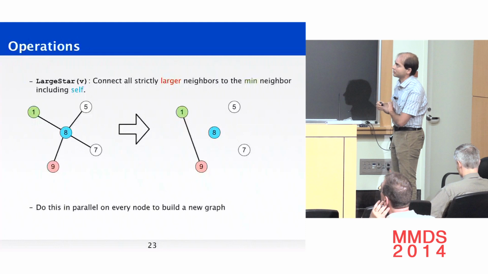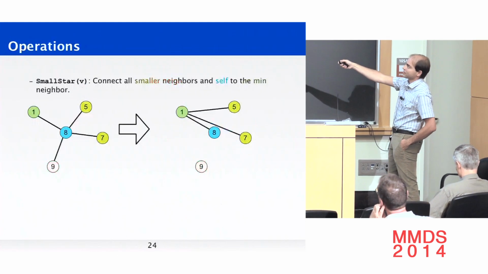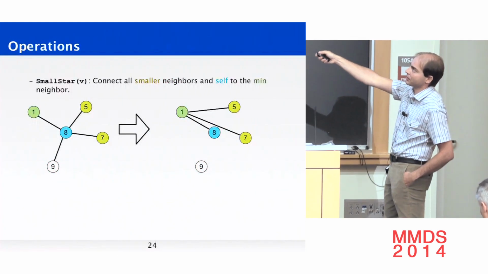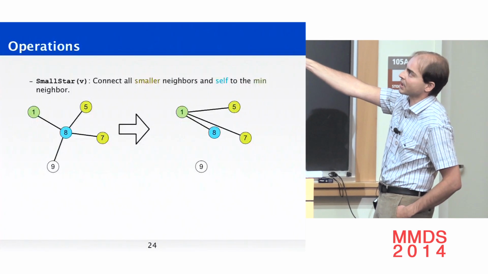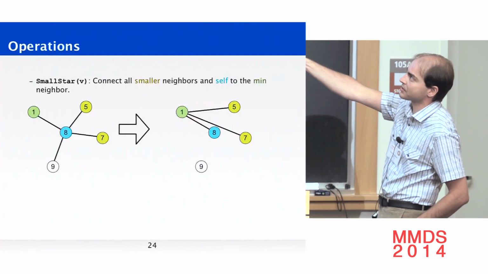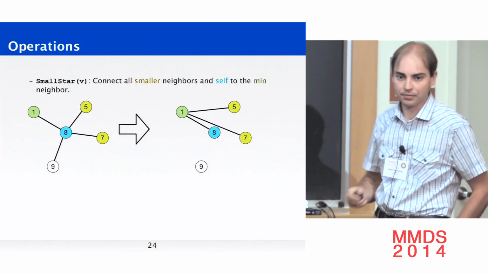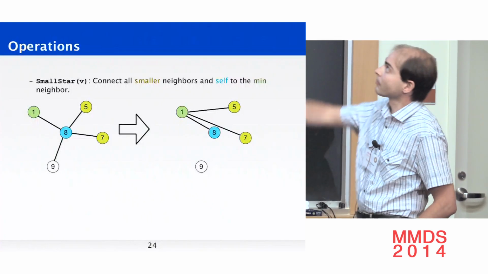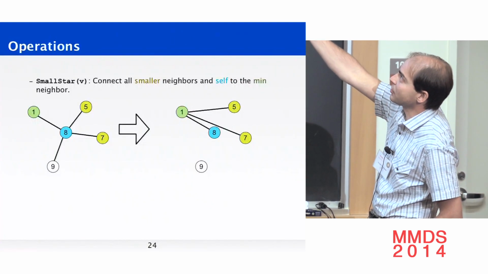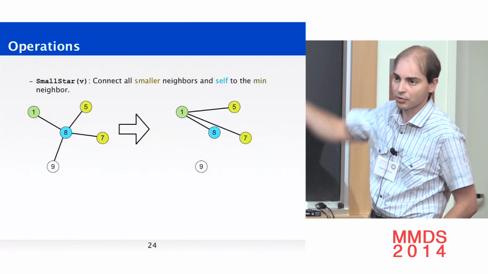So what does small star look like? It's almost like it sounds. I'm going to look at smaller neighbors than me. So I'm, again, node 8. I'm going to look at myself and the smaller neighbors and connect them to the minimum root. Right? And so 8 is connected to 1, 7, 5. They're all connected to 1 rather than to itself.